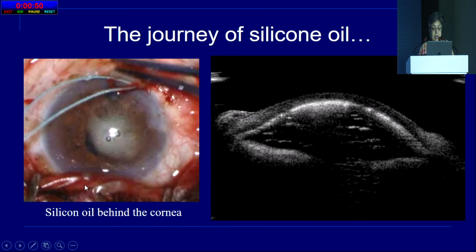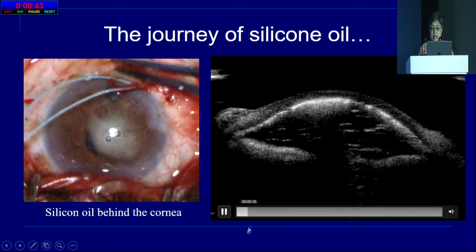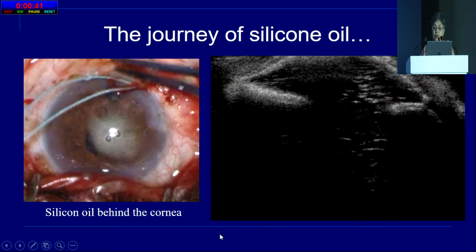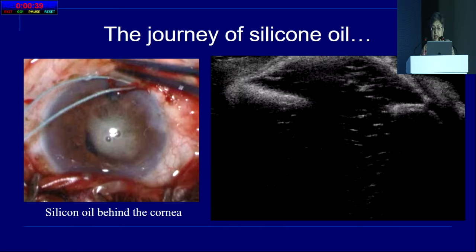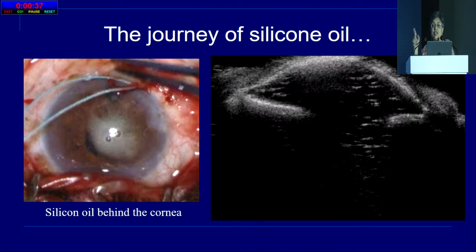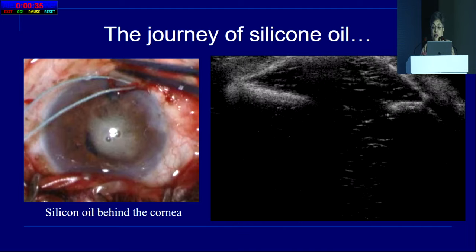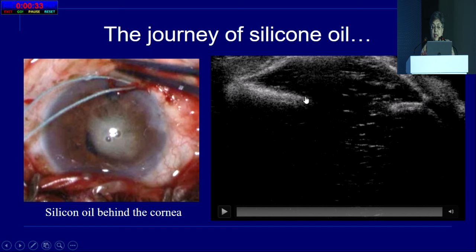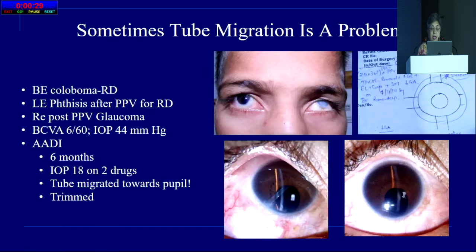And I think finally, this was a very interesting video, the journey of a silicone oil inside the eye and why the pressure rises. And look at this, we were just doing a UBM for something, and suddenly we realized that these are the convection currents of the emulsified silicone oil. So they go and they sit in the trabecular meshwork and they get stuck there and they just go round and round the eye. So they just have to be out.